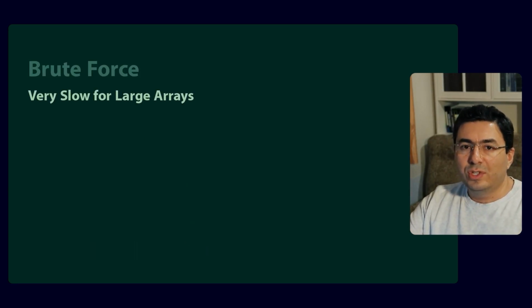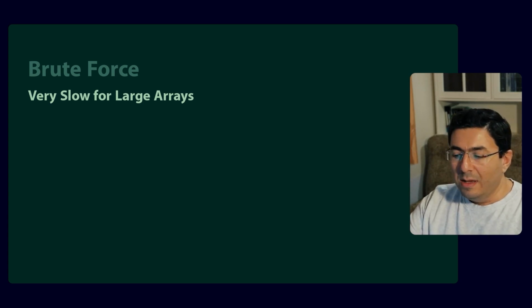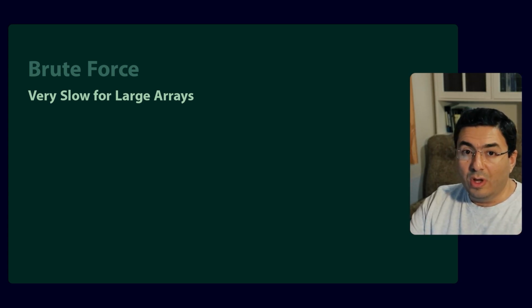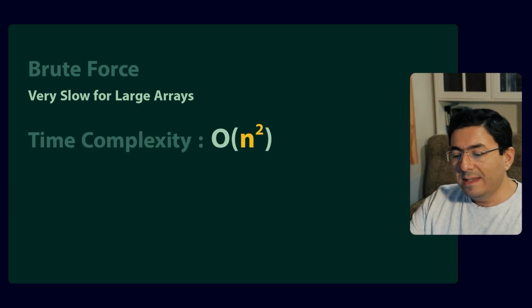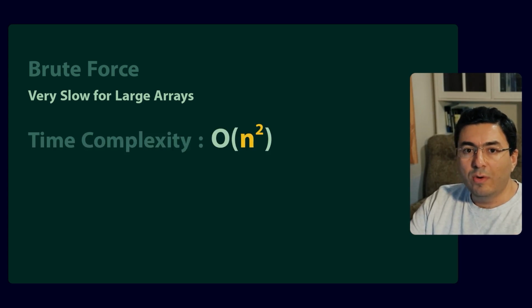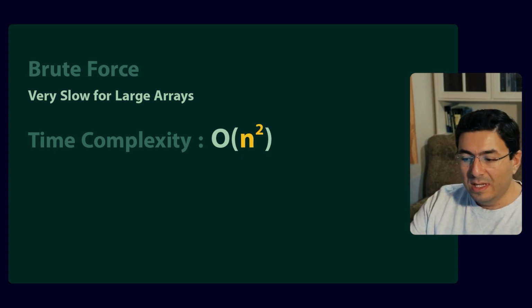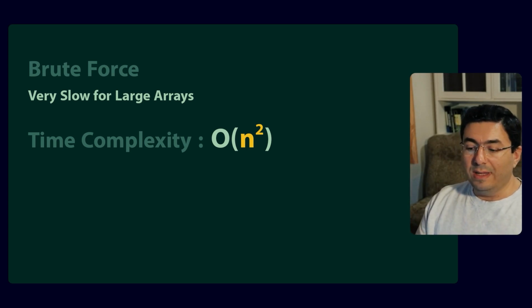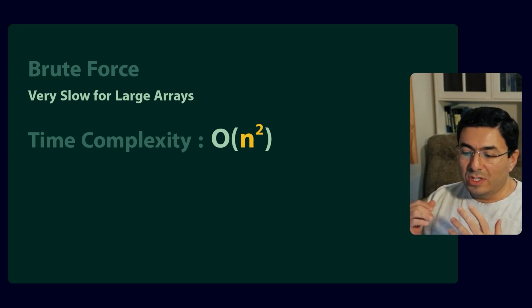The brute force approach is easy to understand, but it can be very slow for large arrays. In fact, its time complexity is O(n^2), which means that for an array of n elements, it takes about n squared comparisons to find the 2 numbers that add up to the target. So for a very large array, this approach can be very slow and inefficient.